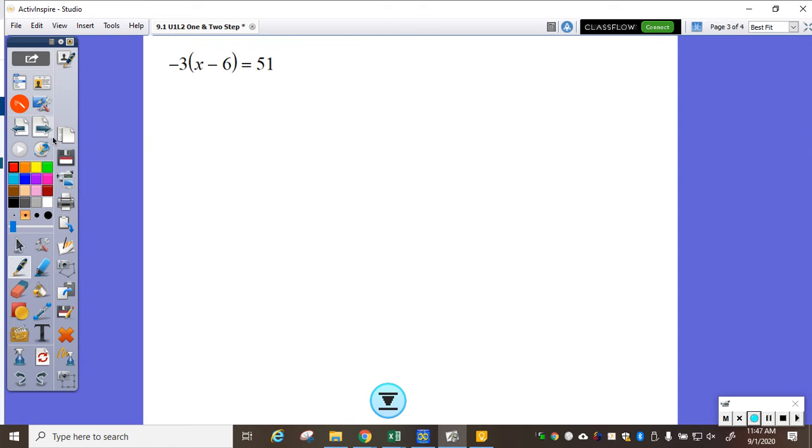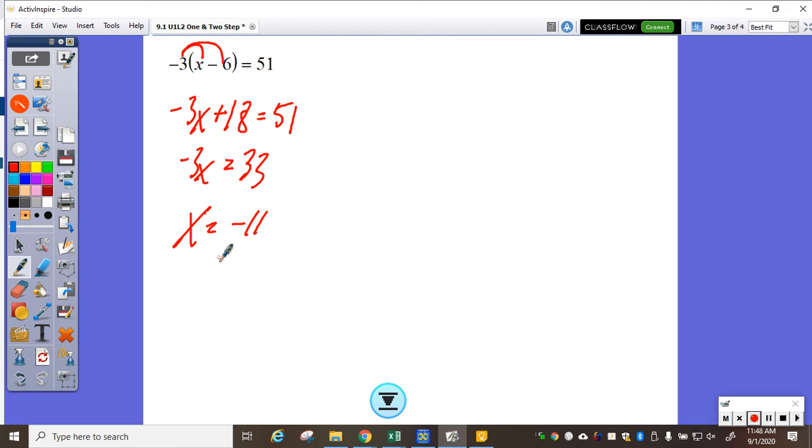Sweet. All right. So, what do these parentheses say to do? Distribute. What does it mean to distribute? Everything. So negative 3 times x, negative 3x. Negative 3 times negative 6, positive 18. And that equals 51. And at that point, we're doing the same thing we did before. We're going to subtract the 18. 33? Yeah, right. Okay. And so x equals negative 11.